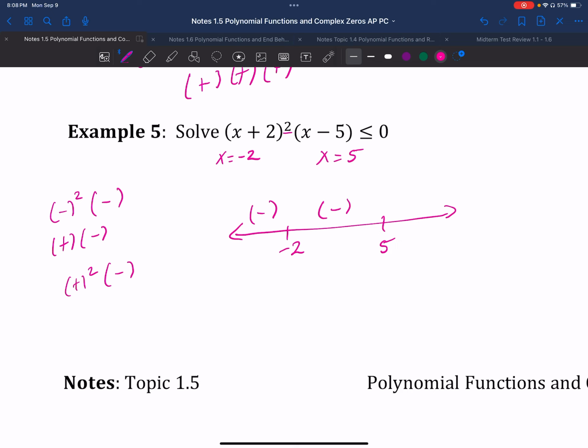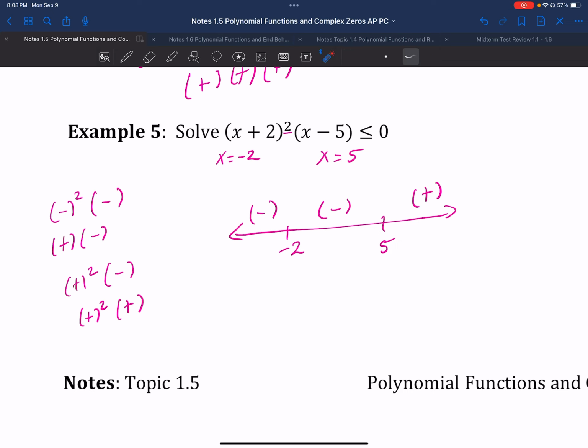And then for the last one, a number bigger than 5, like 6. 6 plus 2 is going to be a positive, and then squared. And then 6 minus 5 is still a positive. So a positive times a positive will give me a positive.